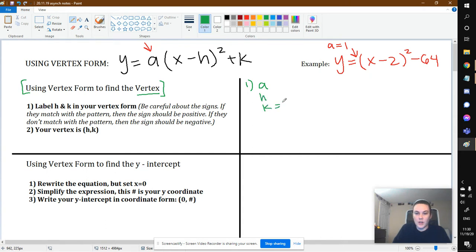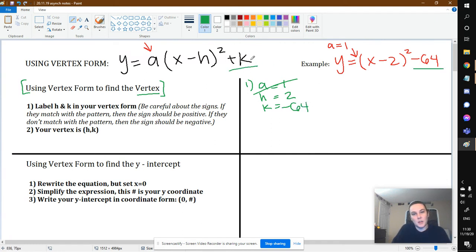What is our a, h, and k in our example? We just said that our a is 1, but we don't even really use that for this problem. Just a fun fact. Our h, we're looking for the minus number. We're subtracting a 2. So our h is a 2. The reason it's positive is because in the pattern, we have a minus, and in our actual example, we have a minus. That means our sign should be positive. And then our k is negative 64.